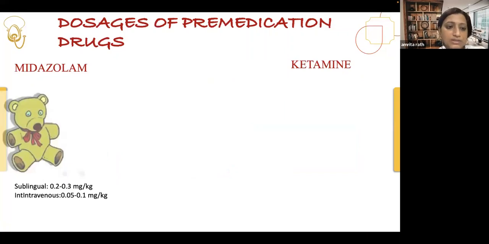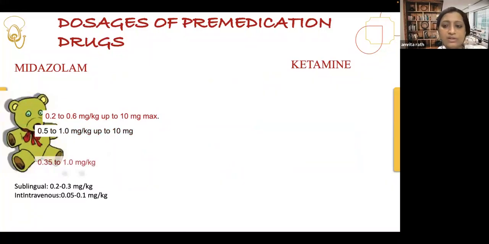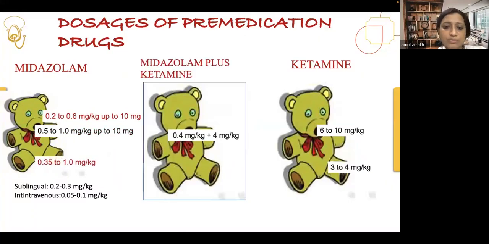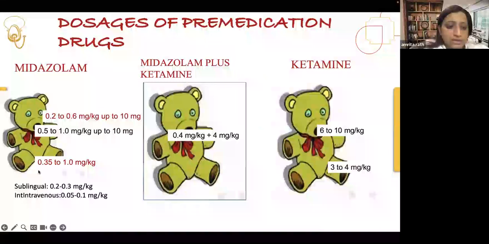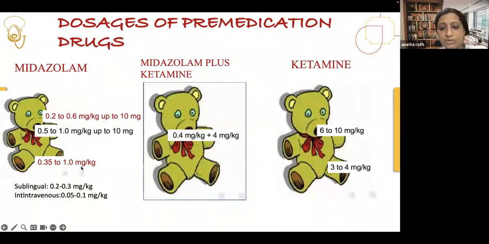Then what are the drugs? Previously, people used to give only midazolam. A few people gave only ketamine. The best thing is to give both midazolam and ketamine. What you can see is the nasal dose, next the oral dose, and this is the rectal dose. The ideal oral dose is midazolam 0.4 mg per kg plus ketamine 4 mg per kg.